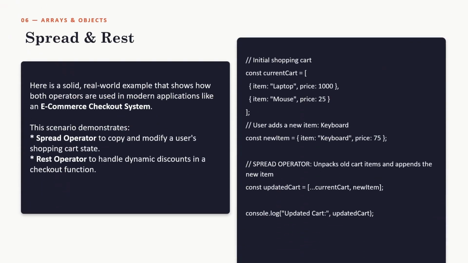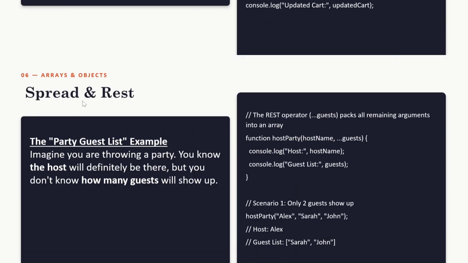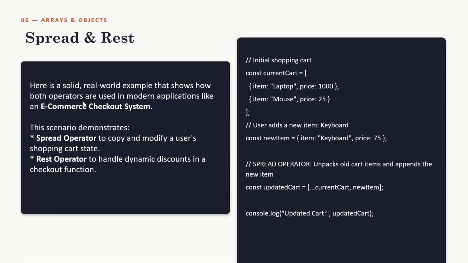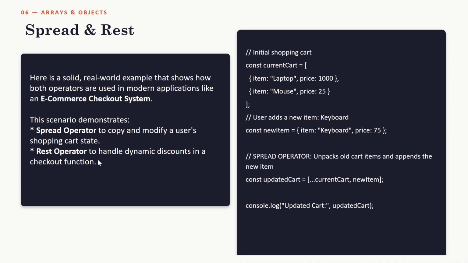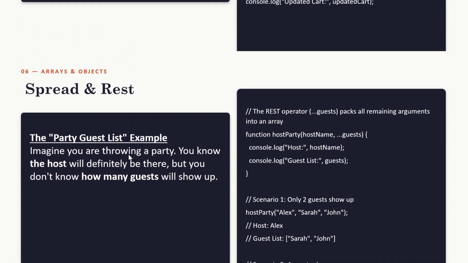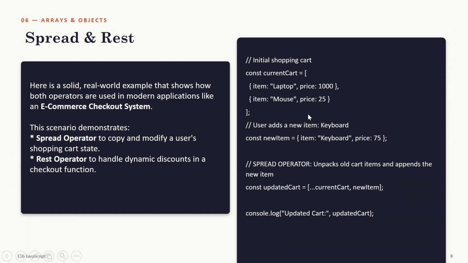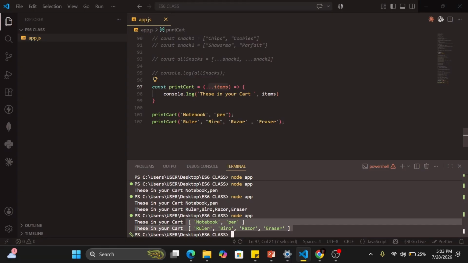Now, here is a solid real-world example that shows how both operators are used in modern applications like an e-commerce checkout system. In this scenario, we want to demonstrate how spread operators can copy and modify a user's shopping cart, and use rest operators to undo something. But let's first of all start with the spread operator.